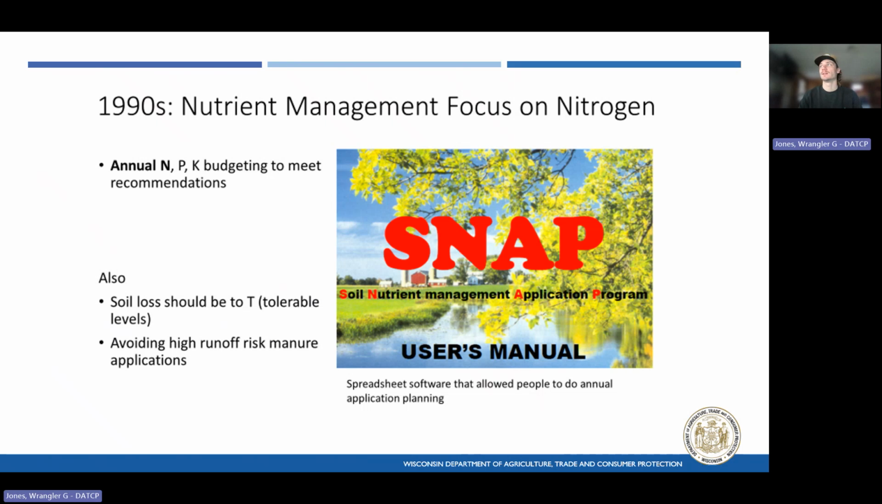In the 1990s, nutrient management was primarily focused on nitrogen. So we're looking at our annual N, and then they added phosphorus and potassium budgeting to meet recommendations. Also, tolerable soil loss was added into the program, and avoiding high risk runoff for manure applications. SNAP actually stands for Soil Nutrient Management Application Program, and it was originally a spreadsheet software that allowed people to do annual application plannings.